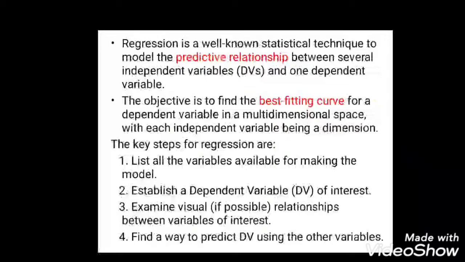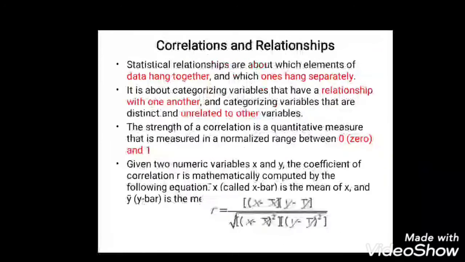The steps for regression are: first, list all the variables which are available for making the model. Second, establish the dependent variable of interest for which you want to find the calculation. Third, examine the relation between the variables of interest with a diagram. Fourth, find a way to predict this dependent variable using the other variables. Now let us get into regression in brief.